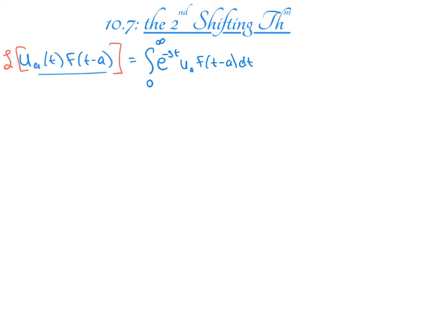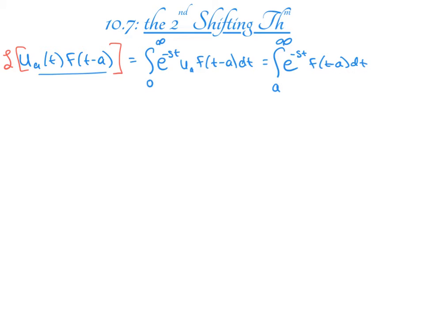Okay, so remember that u sub a is equal to 0 from 0 to a, and then 1 from a to infinity. So this is equivalent to the integral from a to infinity of e to the negative st f of t minus a dt, because that unit step function is 0 from 0 to a, and then it picks up at 1 from a to infinity. So we don't have to include the times 1.